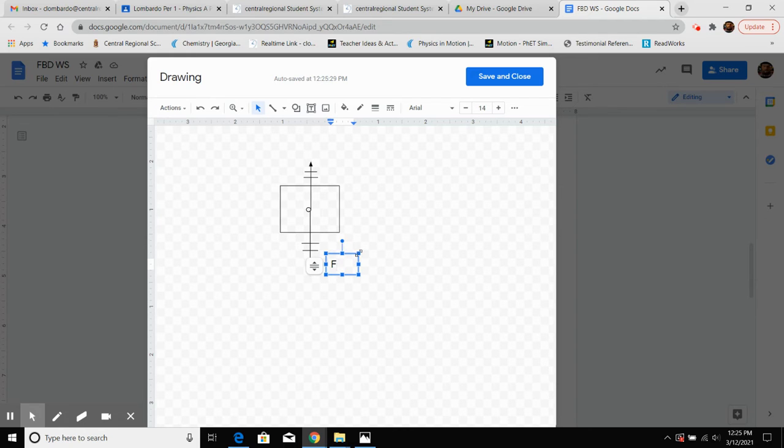To get the subscript, it's control comma, and then up top, F control comma to get the subscript is our normal force. Okay, so select arrow to click out, and this is what we're looking like. See if I can get the little circle guy and move it over just a tad. Nope. All right, looks good. Save and close.